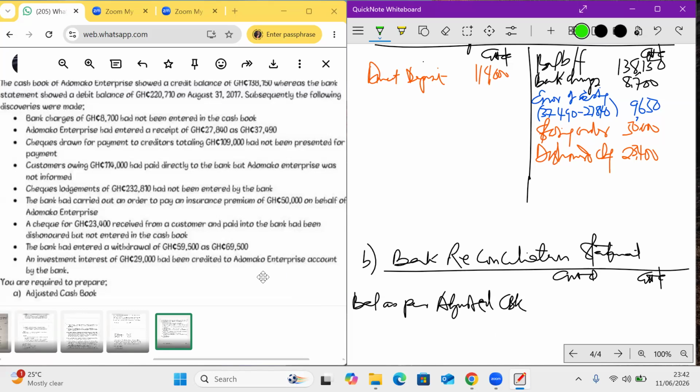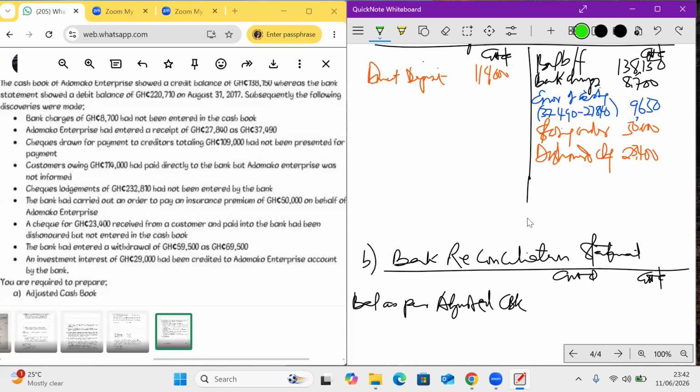That is one method. Another method is that it is an investment interest, meaning the business has invested. If the business has invested and is earning an interest, is the money coming in or going out of the cash book? Is it coming to the business or leaving the business? The 29,000 is coming, so it's on the debit side. But the better interpretation is the first one I gave. They have credited the bank account.